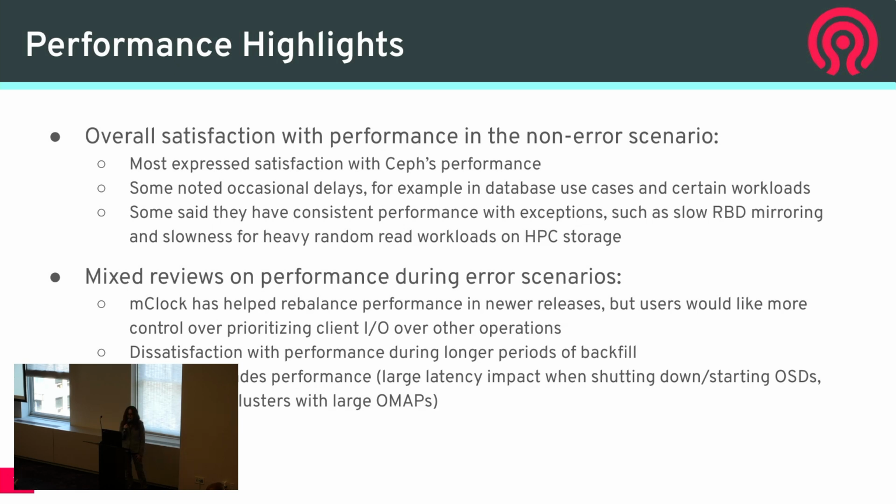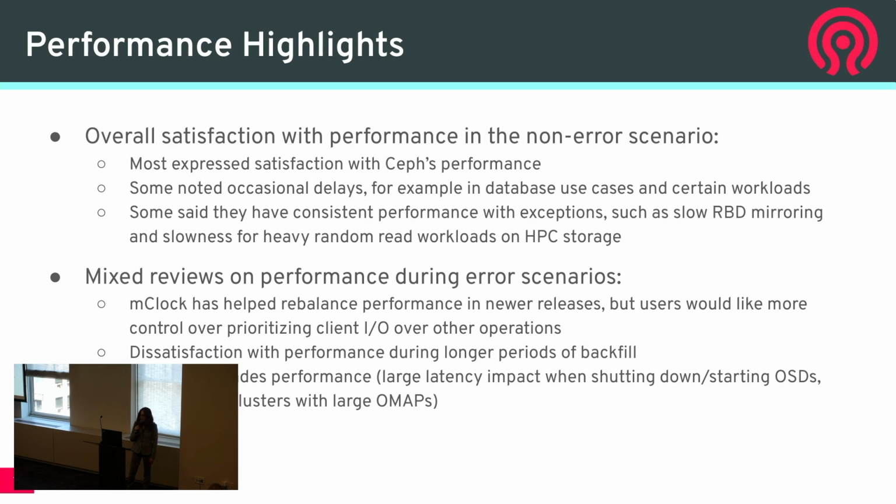Now, during the error scenarios, we had some mixed reviews on this, and we got some constructive feedback that we can work to act on. So regarding mClock, we got some responses saying that it has helped rebalance performance in the newer releases, but users would like to see more control over prioritizing client I/O over other operations. So that kind of ties into that mClock is relatively new, and people did see a lot of things wrong with it at first, but it was good to see that even though we still would like to improve it, we've seen people agreeing that it's improved over the last few releases, which is great feedback to hear.